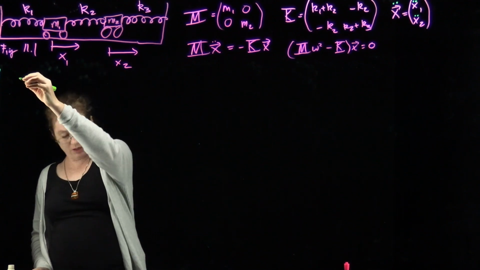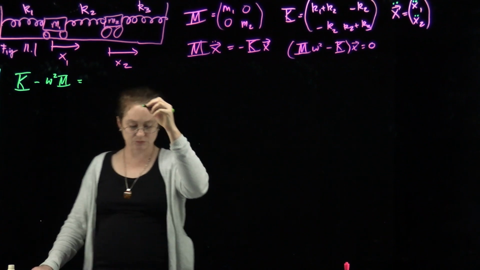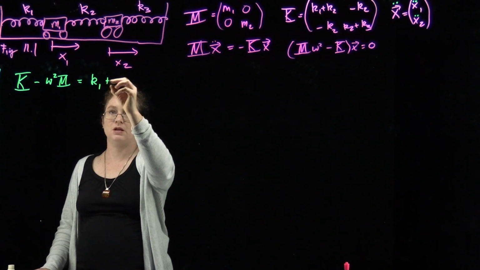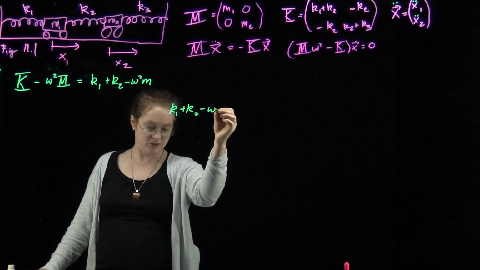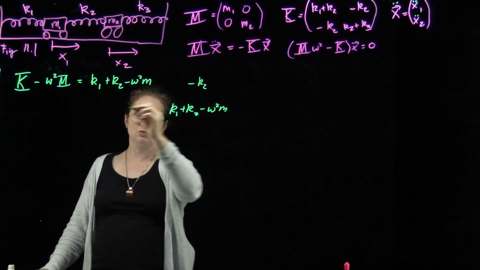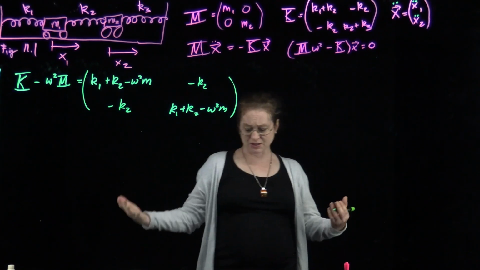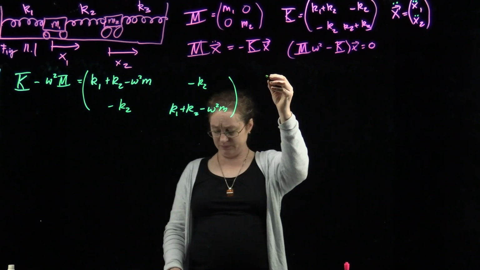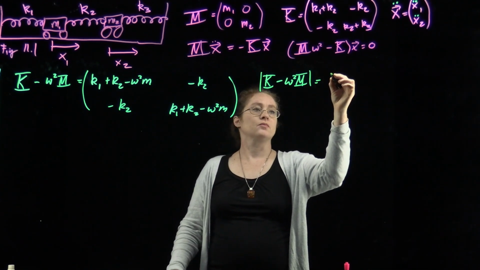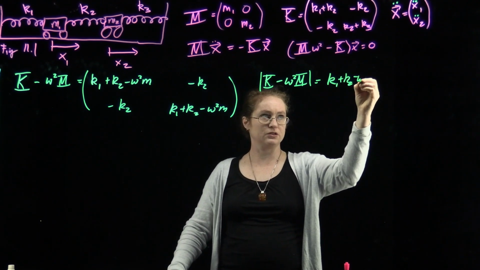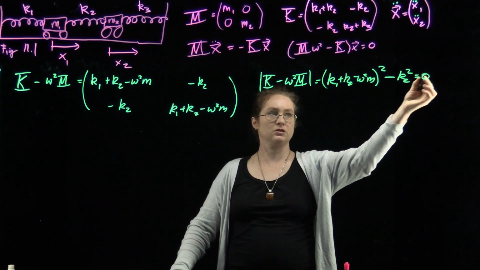So we will write k minus omega squared m is k1 plus k2 minus omega squared m, negative k2, negative k2, k1 plus k2 minus omega squared m. The book approaches this for the case that k2 is much smaller than k1. I'm going to solve it in general because it's actually not that hard. The determinant of k minus omega squared m is k1 plus k2 minus omega squared m, quantity squared, minus k2 squared, and that is equal to 0.